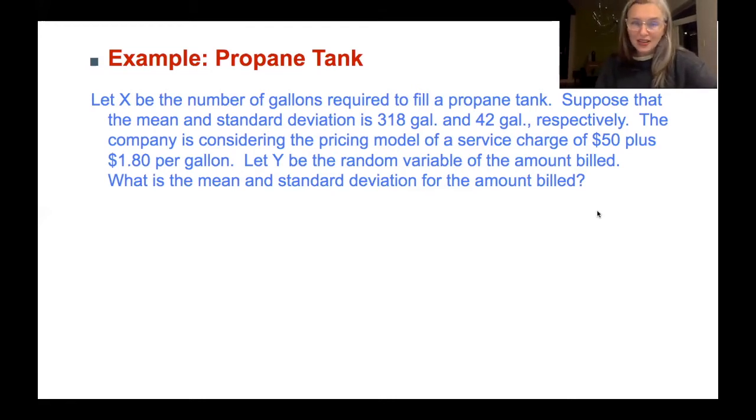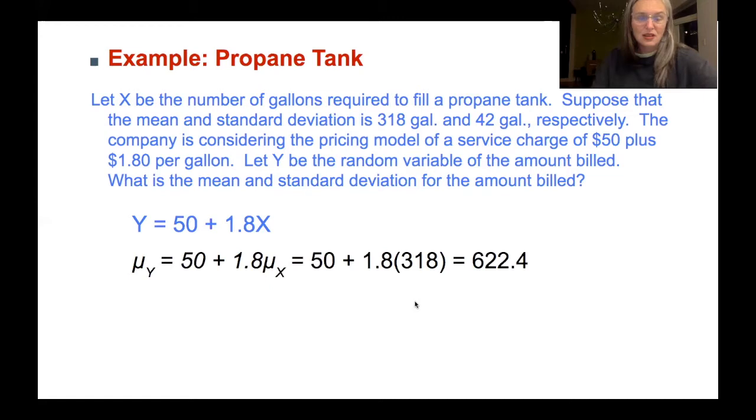So how does that affect mean and standard deviation? That's the next question. Well, think about it like this. If I write my equation y equals 50 plus 1.8x, what happens to my mean? Well, my mean is affected by both. Remember, if I'm shifting or I'm stretching, no matter what, that mean is changed by both variables, okay? So I can literally just plug my mean in, multiply it and add to it, and my mean changes to 622.40, okay?